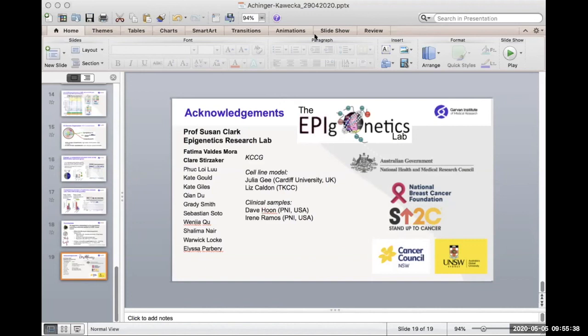Okay, there's another question here that I guess I was thinking of as well. Jihad asks, have you validated these types of findings in primary tumor tissues?